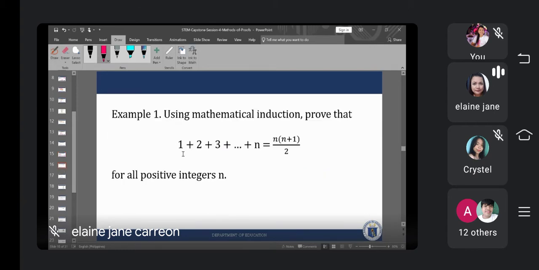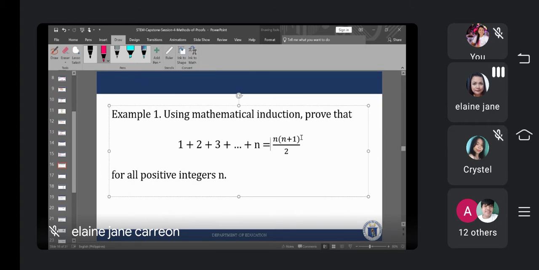So, let's have example number 1. I hope you are still there listening. You may get your pencil and your paper, and then you may try solving it. Okay? So, example 1, using mathematical induction, prove that 1 plus 2 plus 3 plus up to n is equal to n times n plus 1 over 2. Familiar? Familiar ba sa inyo?